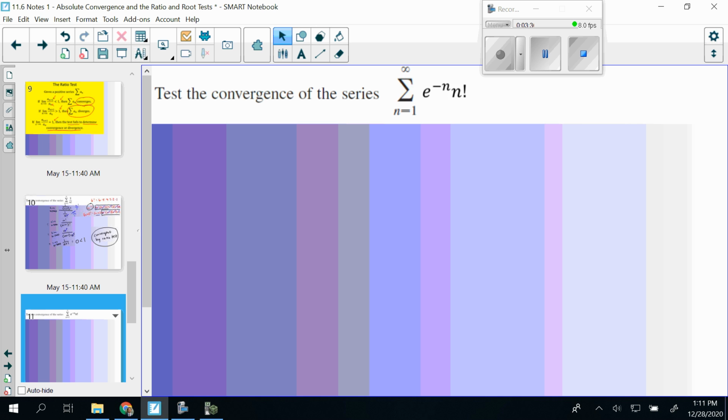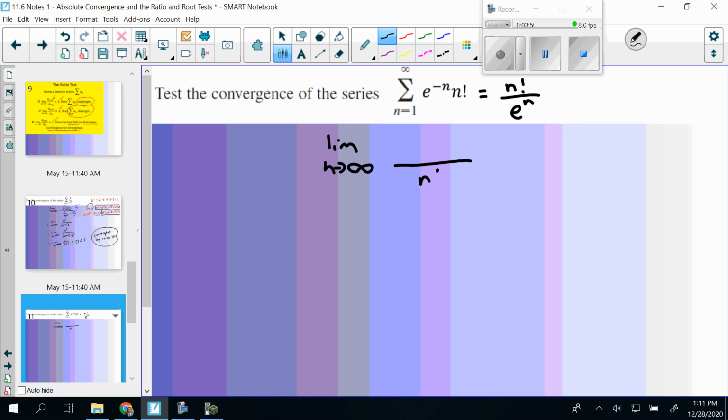All right, let's try another one here. This one you can see also has a factorial. I'm going to write this one a little bit differently when we do our limit, though. Because we have this e to the negative n, we could also write this as n factorial over e to the positive n. Let's go with that way of writing it. So that one goes on the bottom. Our one on top, we want that plus 1. So this would be n plus 1 factorial over e to the n plus 1.